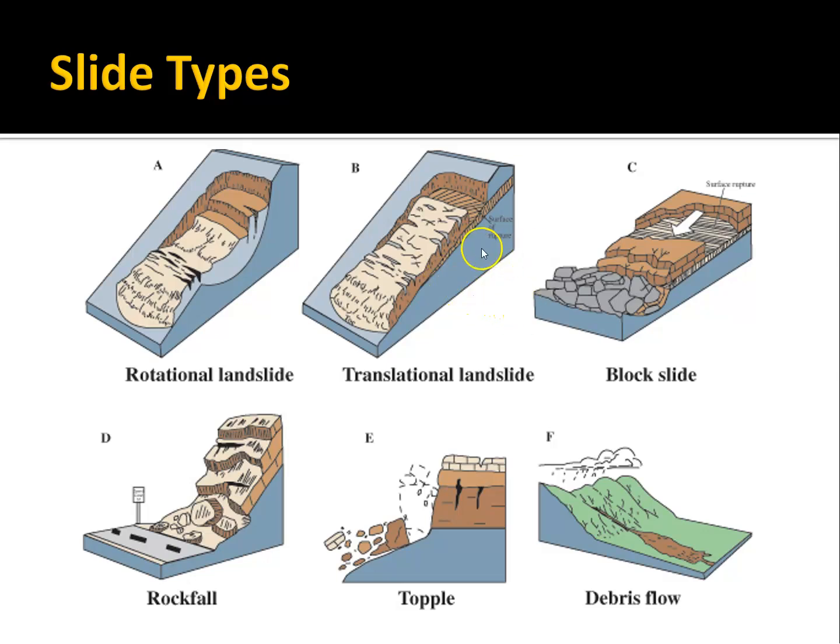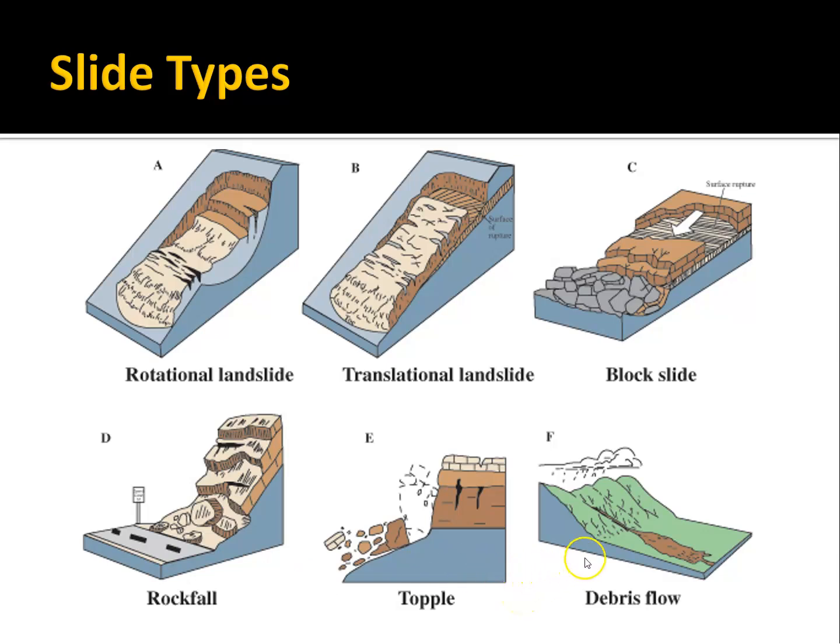You can also have a translational slide. We'll learn how to simulate these as well. And this occurs when you have, maybe as shown on this diagram, a thin, weak seam parallel to the surface, and so instead of getting the circular surface, it just kind of slides. Sometimes it slides as a block, as shown in C, especially if you have rocks. You probably noticed rock falls. Those occur often near highways. Sometimes an entire section can topple over. We won't be dealing as much with rock falls or topples.